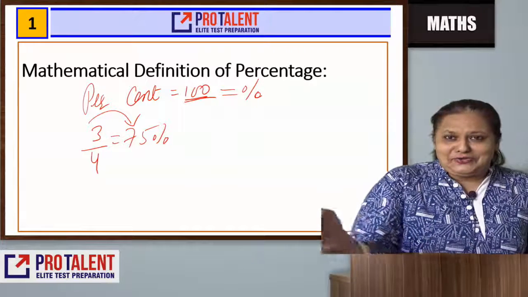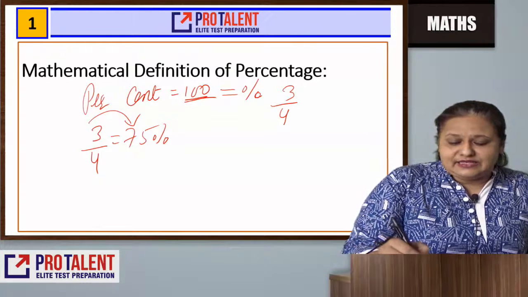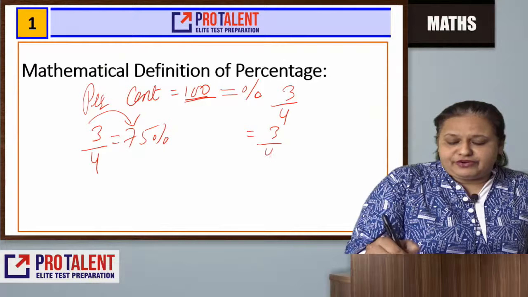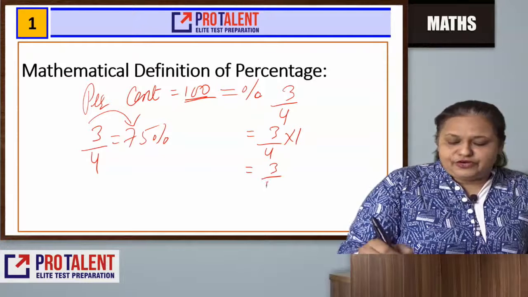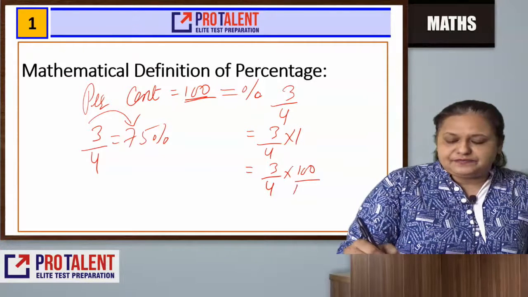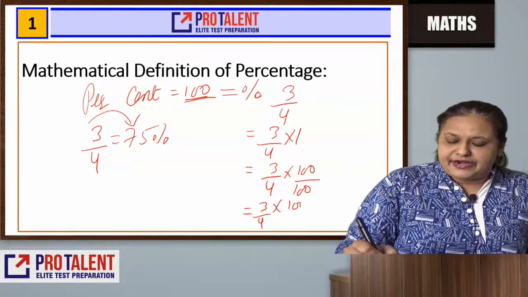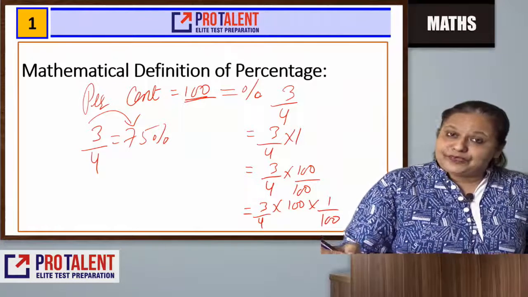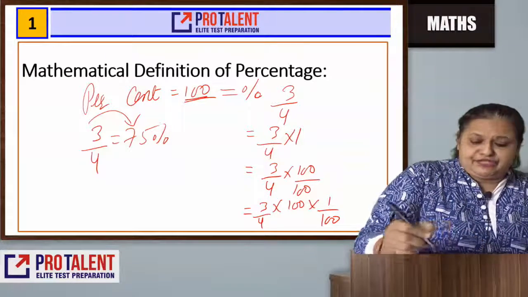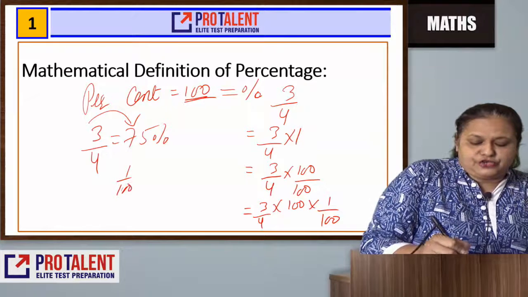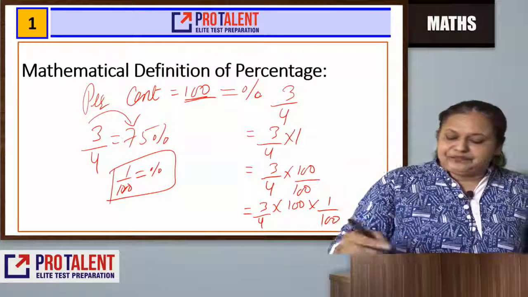Now, 3 by 4, can I write this as 3 by 4 into 1? Can I write this as 3 by 4 into 100 upon 100? Can I write this as 3 by 4 into 100 into 1 by 100? And percent, as I said, is going to be per 100, which we also denote as 1 by 100. So I am using this data over here, and hence it turns out to be.